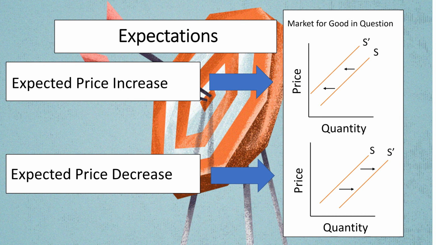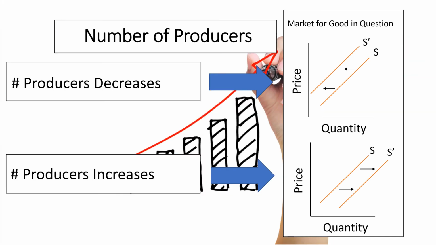Expectations also affect supply. If the price of the good in question is expected to rise in the future, suppliers will hold out for future higher prices and produce less now. Conversely, suppliers will produce more now and shift supply rightward if they believe that prices will fall in the future. Finally, more suppliers mean more supply and vice versa.